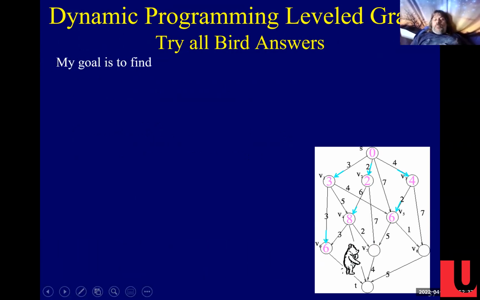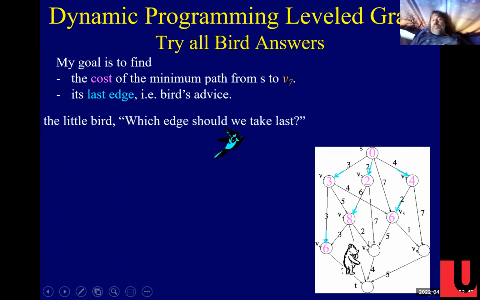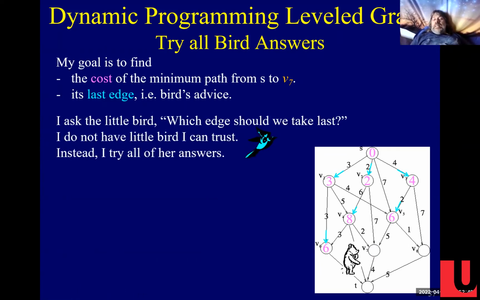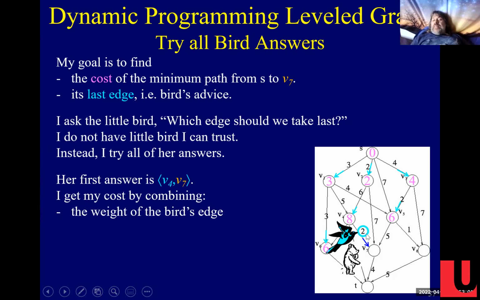Here's our bird trying to solve this answer and wanting to find the last edge. Well, how does he get this answer in this last edge? The way he gets it is he wants to know which is the last edge first. So he imagines he's asking the bird, but he doesn't have a bird, so he tries them all. The bird might say this edge, in which case he asks his friend for the shortest path to V4, which is going to have length 8. He adds the 2 of this edge to get a possible answer of 10, right?